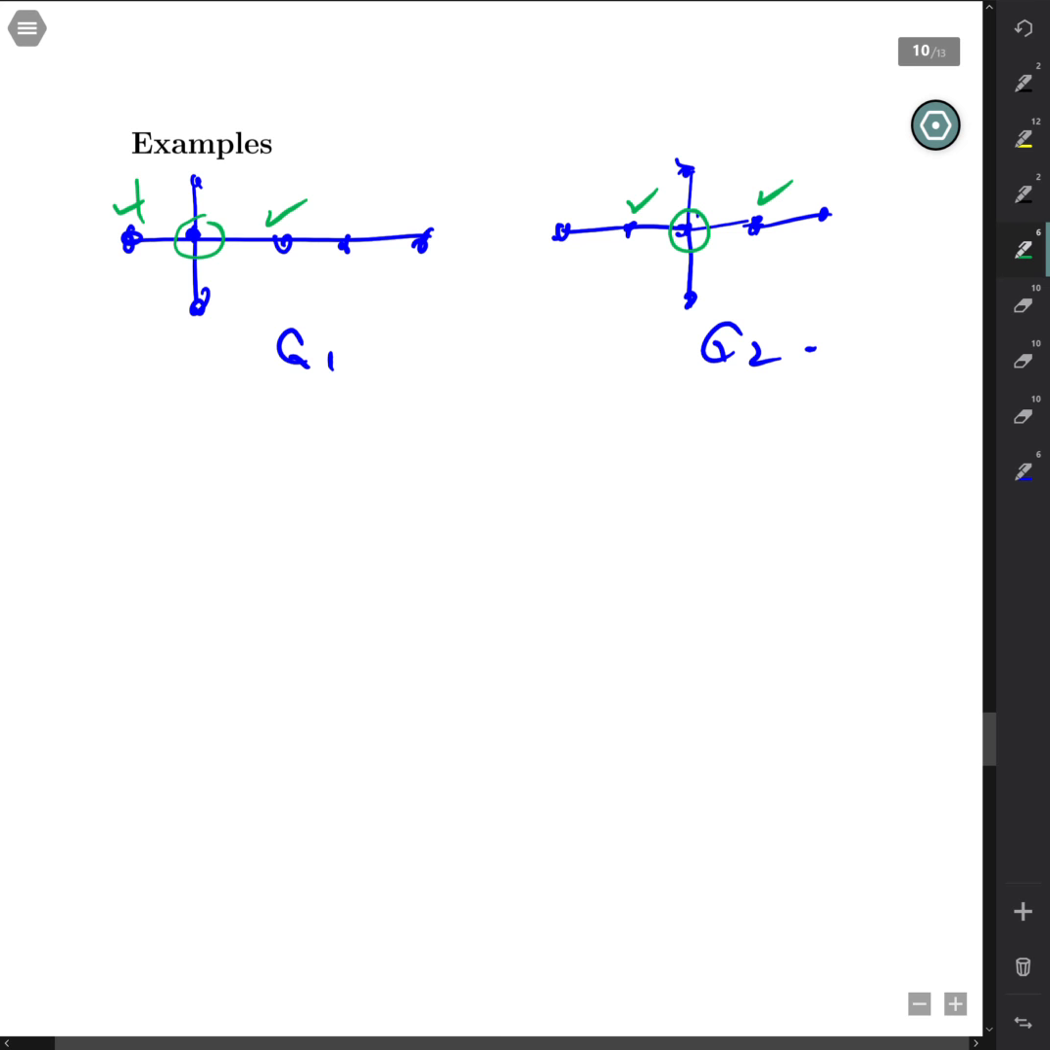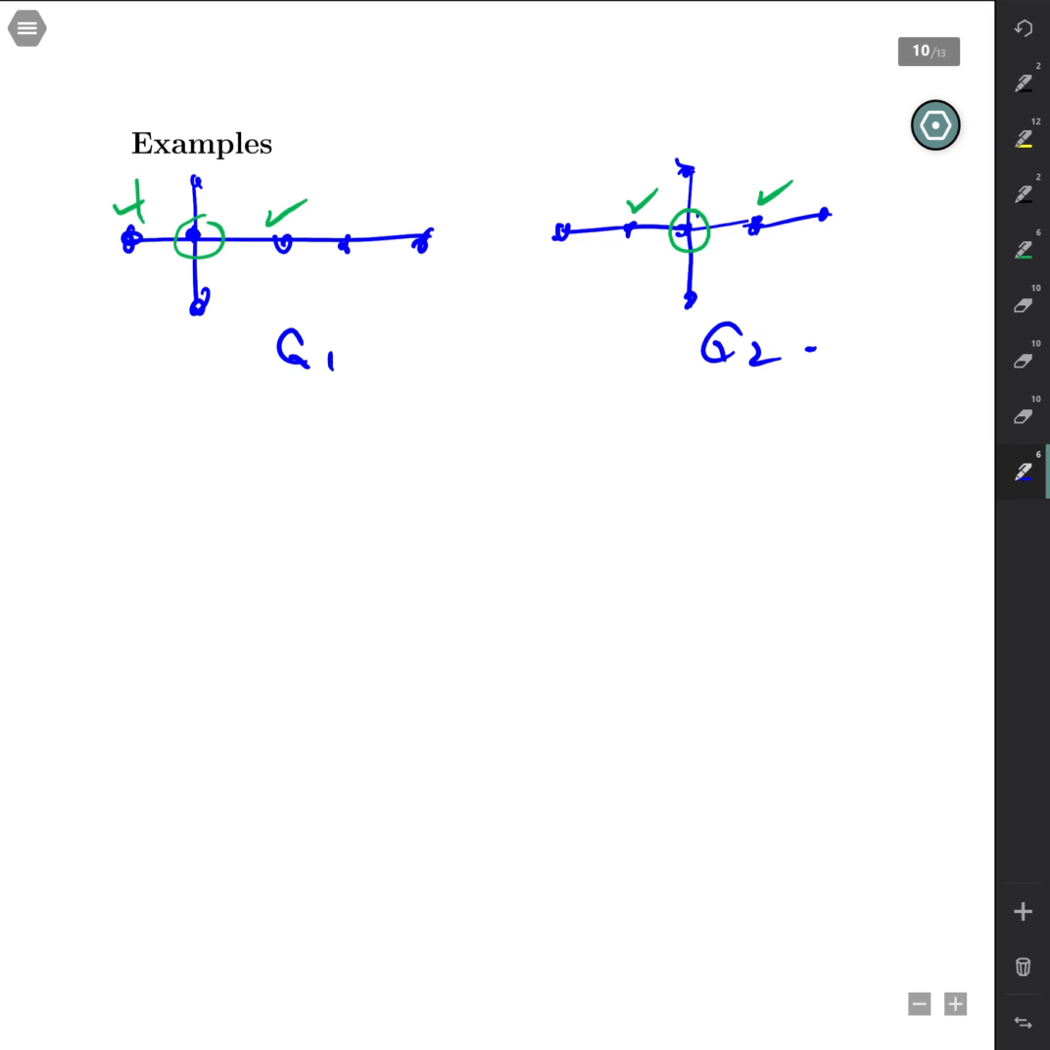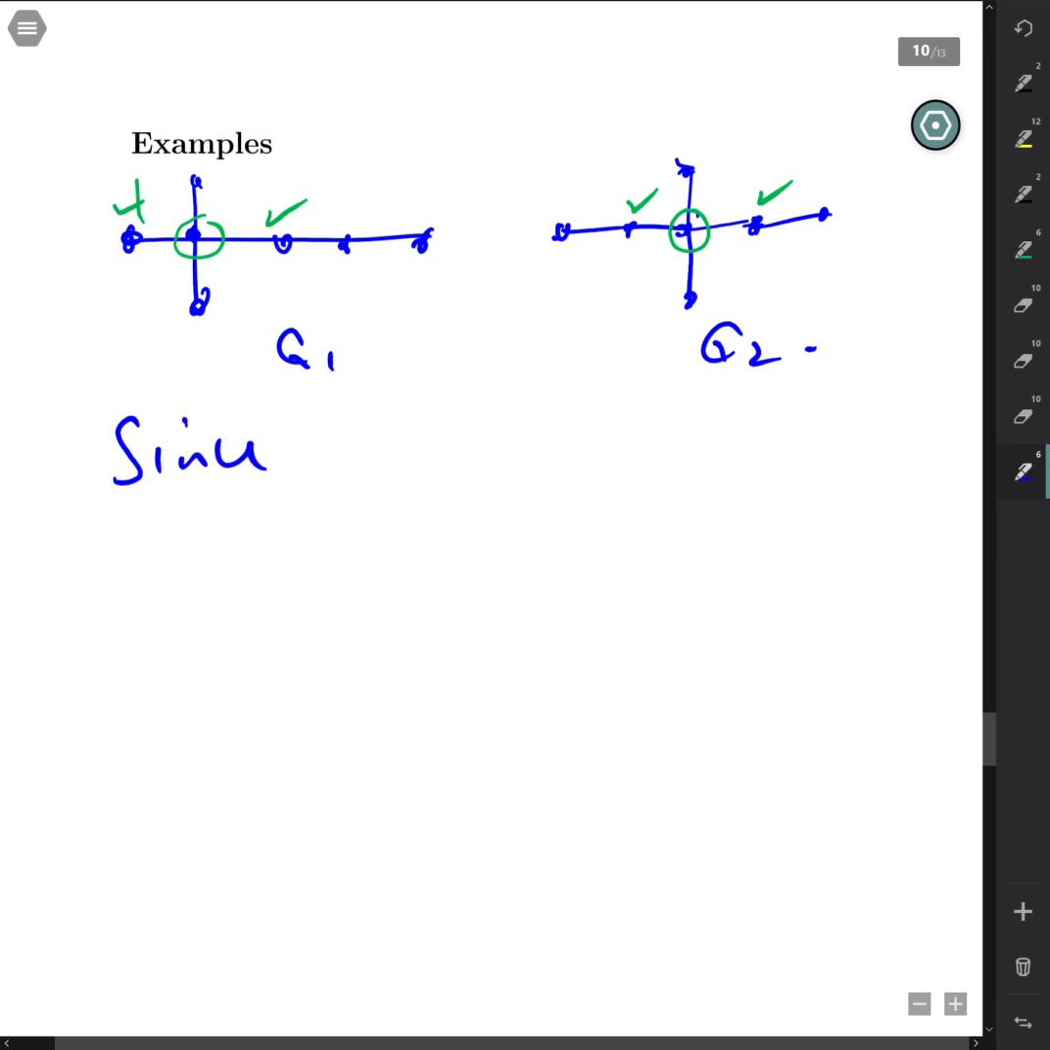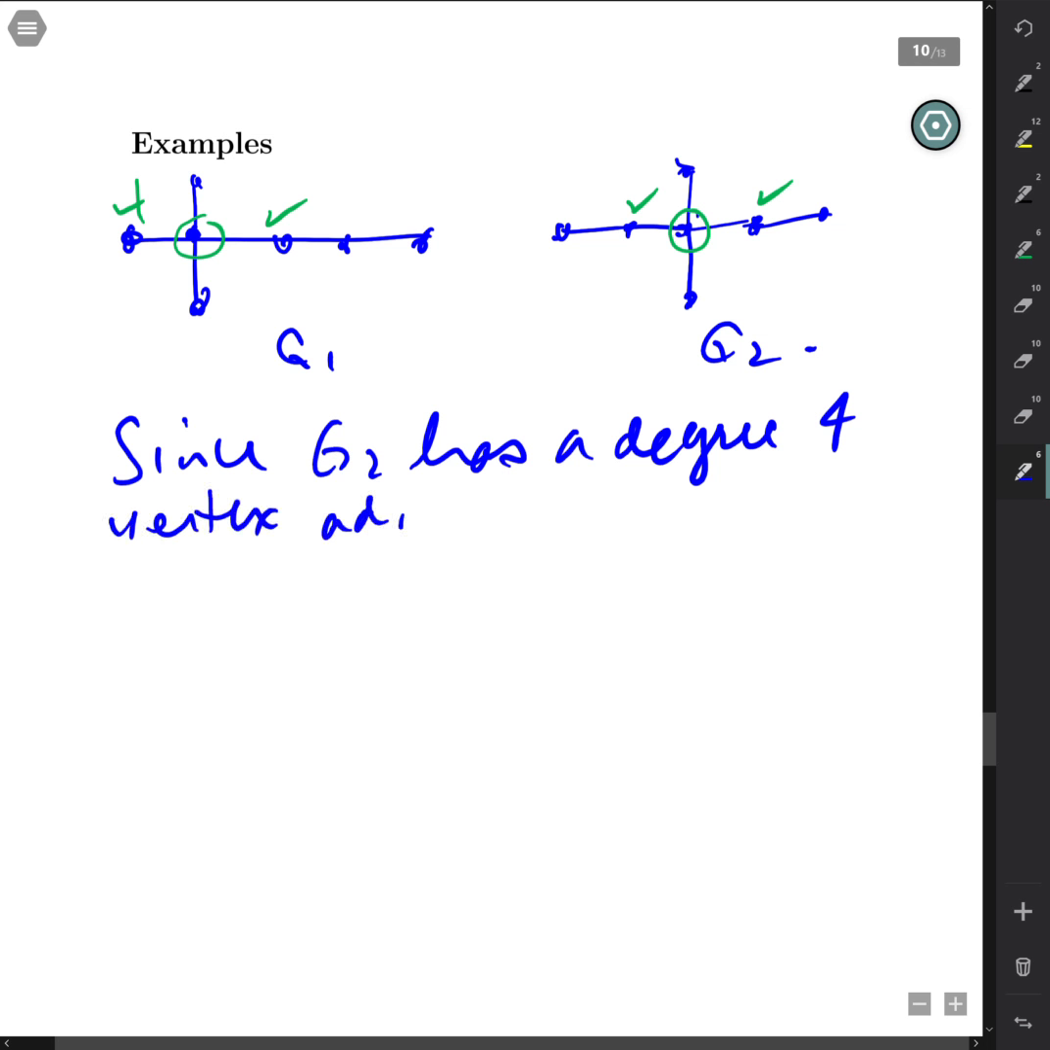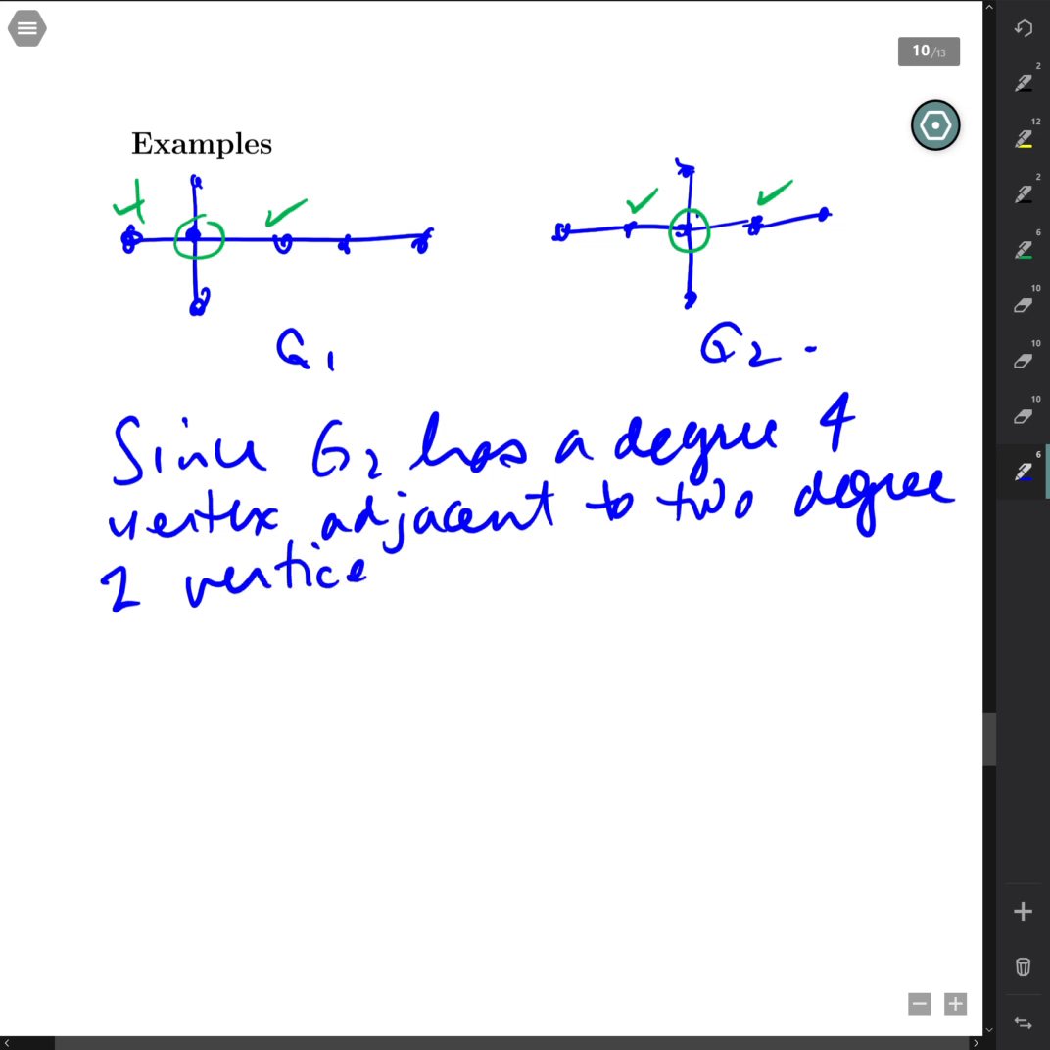So they are not isomorphic, and so I would say it this way: since G2 has a degree 4 vertex adjacent to 2 degree 2 vertices, but G1 does not, G1 is not isomorphic to G2.